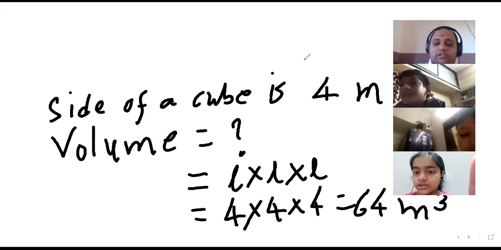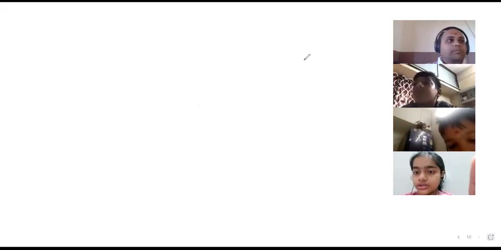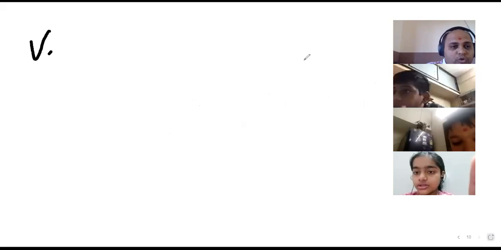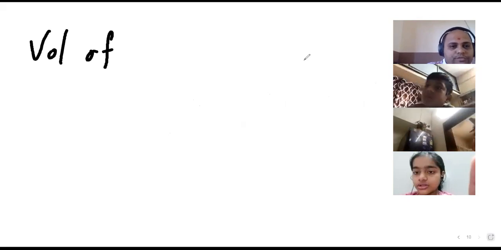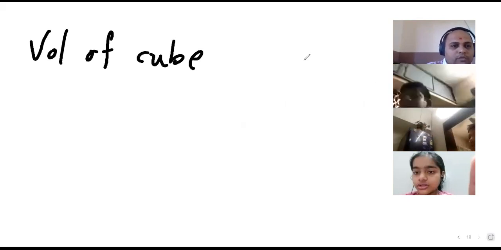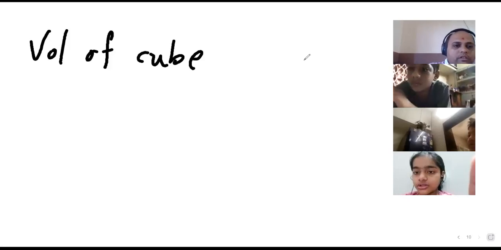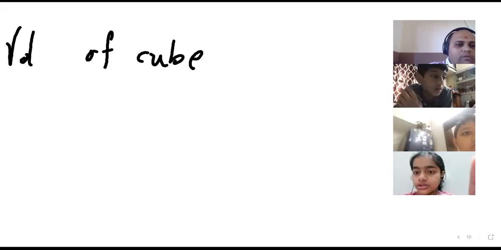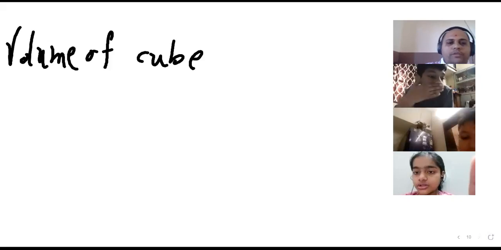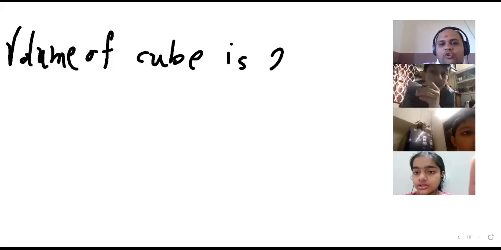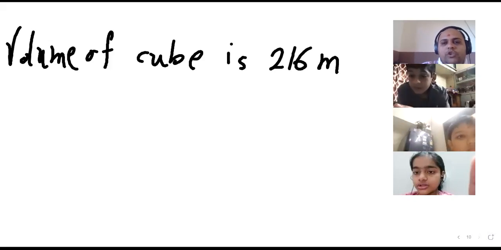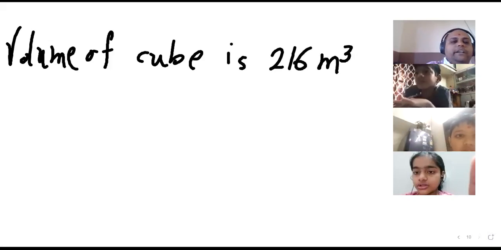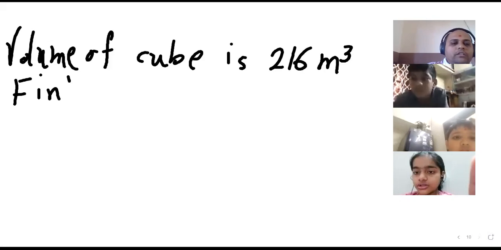Now the next question is the volume of a cube. Sorry, I forgot to write volume properly. Volume of cube is 216 meter cube. Find its side. Find its side.